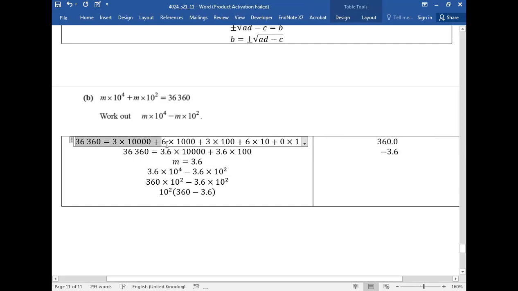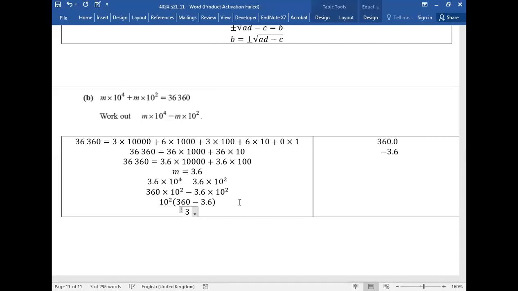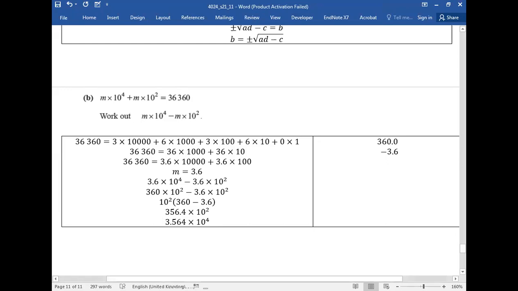You can break any number into different components according to its place values. Is this clear or not? Three. This is not a standard form. 3.564 exponent 4. This is a standard form. Next is matrices.